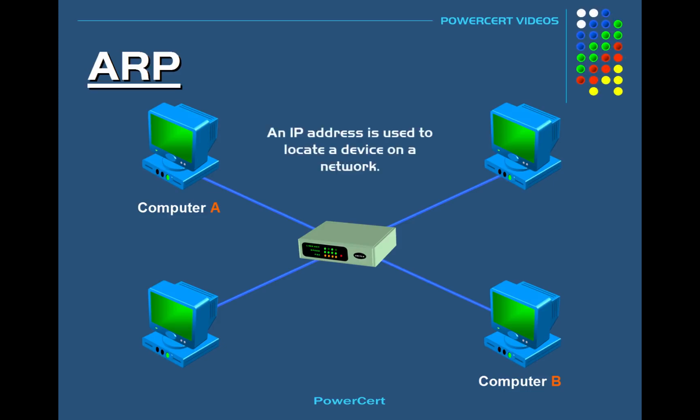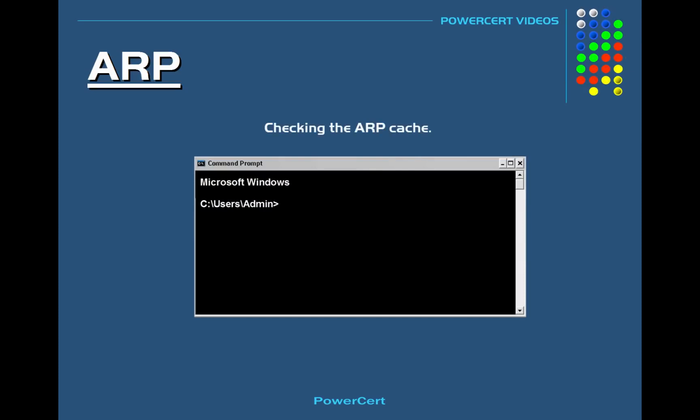Now an IP address is used to locate a device on a network, and the MAC address is what identifies the actual device. So in order to find the MAC address, computer A will first look at its internal list called an ARP cache to see if computer B's IP address already has a matching MAC address. In fact, we can check this ourselves at a Windows command prompt by using the ARP utility and by typing arp -a. And as you can see in the output, it has no entries at all. The ARP cache is empty.